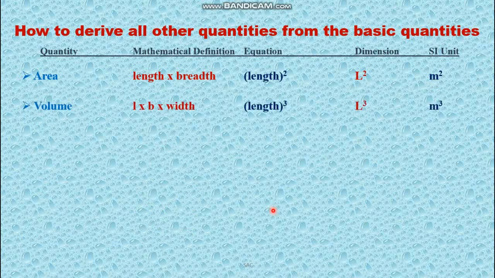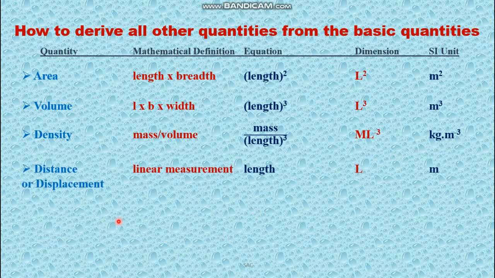This way, for volume, length into breadth into width, its equation is length cube, dimension is capital letter L cube, and the symbol of the SI unit is m cube, that means meter cube. For density, when mass is divided by volume, that is the mass of unit volume, which is the definition of density. So its equation should be, in the numerator there should be mass, and in the denominator there should be length cube, because the dimension of volume we have just obtained is length cube. So how will they be symbolically represented? They will be symbolically represented by capital letter M, capital letter L cube inversed, and the symbol of the SI unit is kg per meter cube.